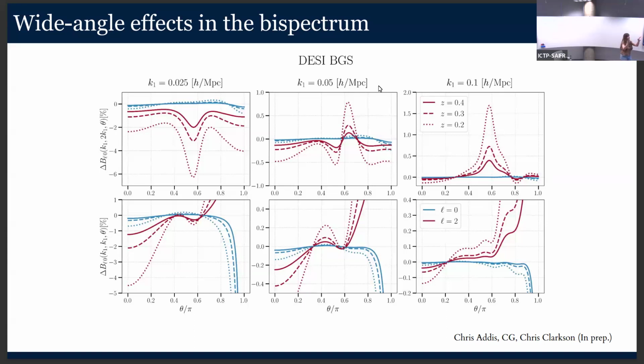The theta here means something else. So this is the completely flattened triangles. The main message here is that this is the monopole and the quadrupole of the bispectrum, and it's not that relevant. For some cases, you have some percent corrections from your wide angle expansion. So unless you can measure the bispectrum with sub-percent accuracy for these configurations, this shouldn't matter. I don't think that people in DESI will actually include wide angle contributions for the bispectrum because they don't matter that much unless you have a very good precision for your measurements.